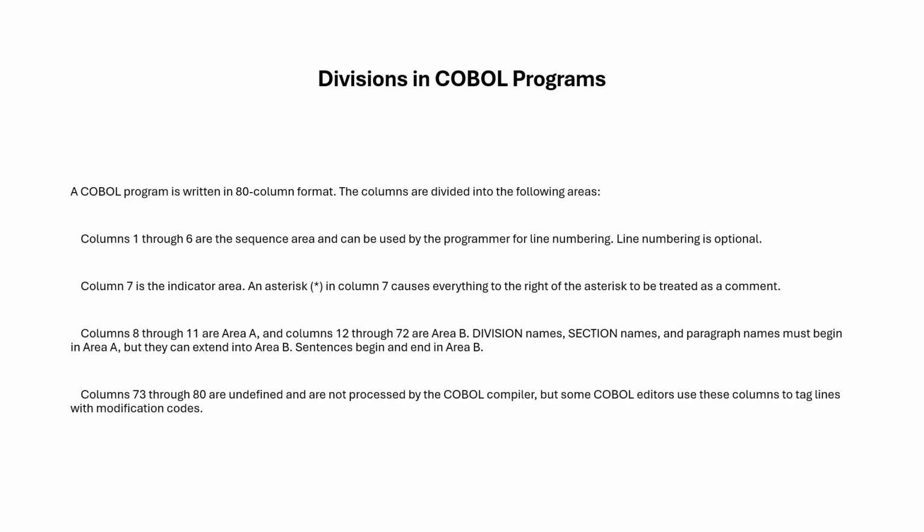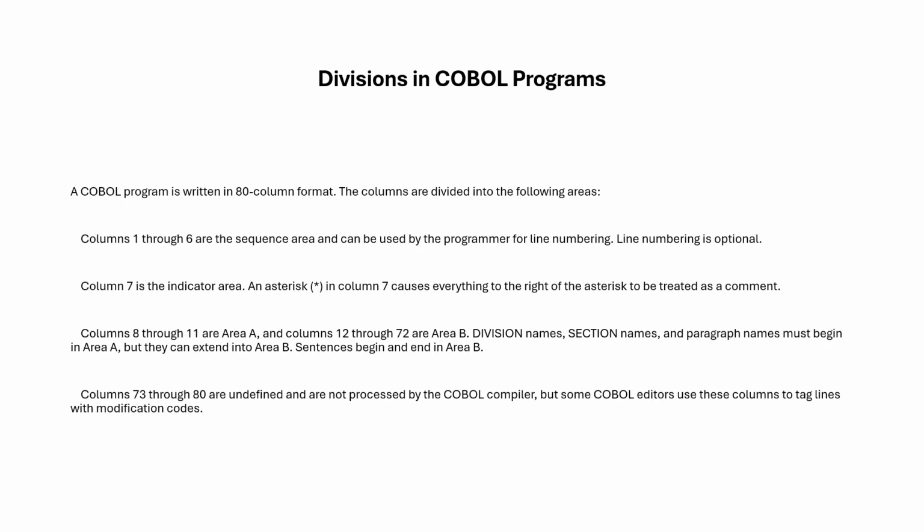A COBOL program is written in 80-column format. The columns are divided in the following areas. Columns 1 through 6 are the sequence area and can be used by the programmer for line numbering. Line numbering is optional. Column 7 is the indicator area. An asterisk in column 7 causes everything to the right of the asterisk to be treated as a comment.